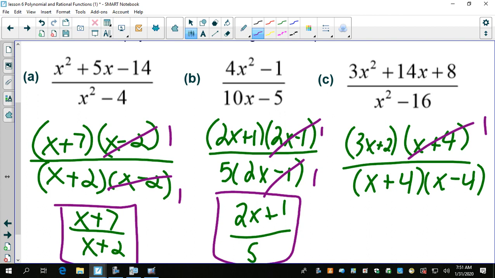So the x plus 4's cancel. And then what am I left with? 3x plus 2 over x minus 4.